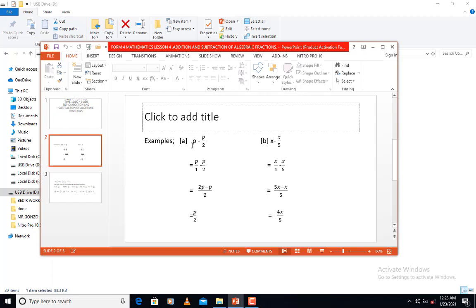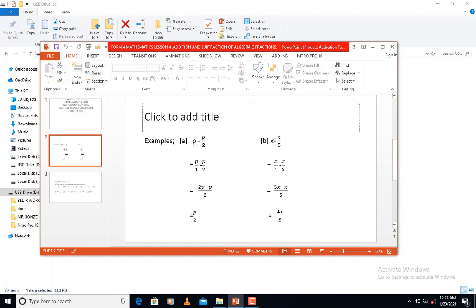You can see p minus p over 2. Here p is a whole number, and p over 2 is a fraction. In order for you to be able to subtract these types of fractions, we express this whole number as a fraction as well to make them uniform. For us it becomes easier.